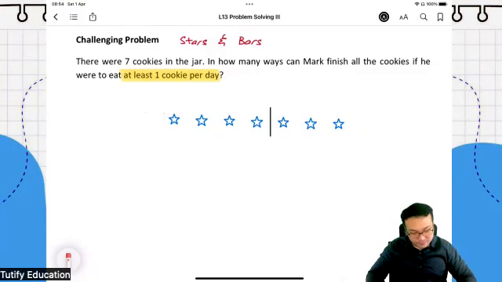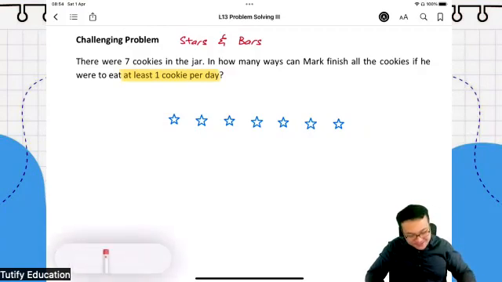So your mom wants you to have cavities, because you have to have at least 1 cookie per day. I don't think 7 cookies will give you cavities, okay? Maybe 70, then you get cavities, okay?